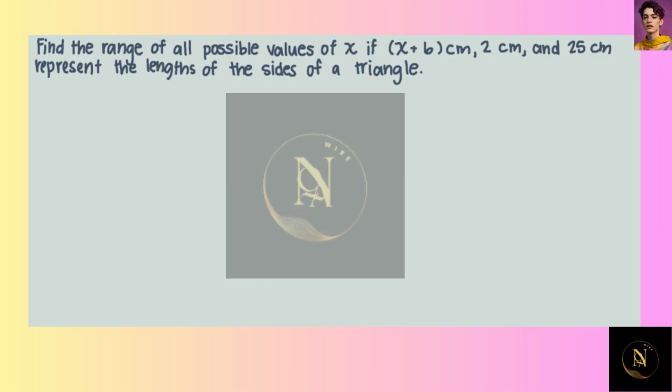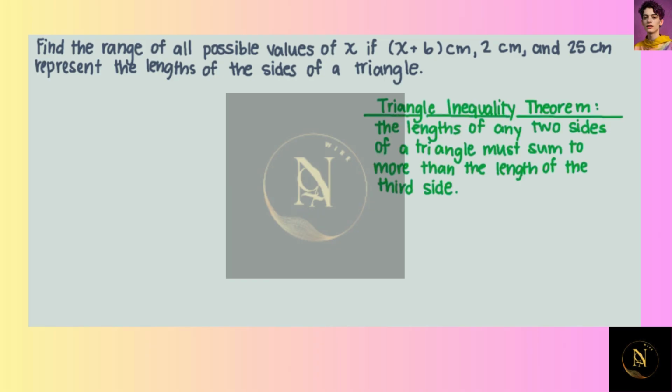Find the range of all possible values of x if x plus 6 centimeters, 2 centimeters, and 25 centimeters represent the lengths of the sides of a triangle. We should know a rule for the lengths of triangle sides. The triangle inequality theorem states, the lengths of any two sides of a triangle must sum to more than the length of the third side.